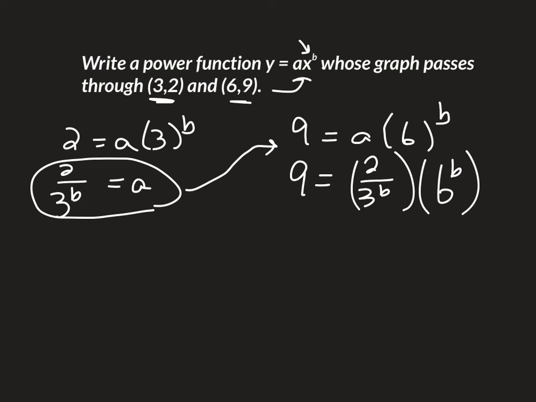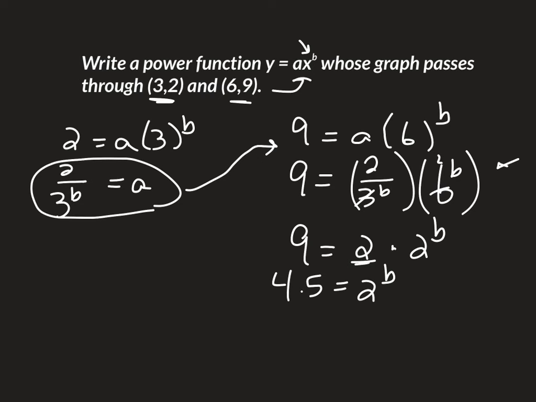All right, now because they have the same exponent, the 3 and the 6, I can combine those. 3 goes into 6 2 times, so that's going to give me 2 times 2 to the b power. I'm trying to get b by itself, so I'm going to divide both sides by this 2. 9 divided by 2 is 4.5.